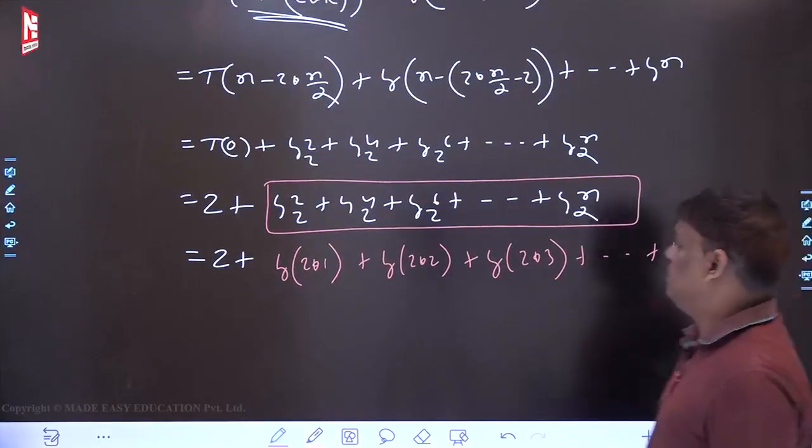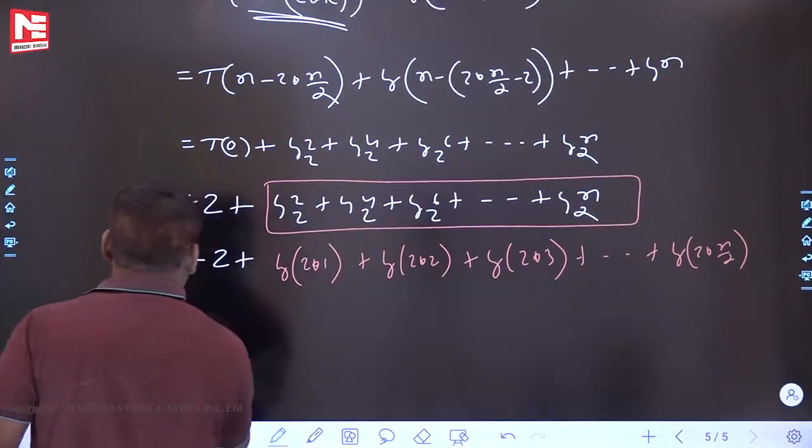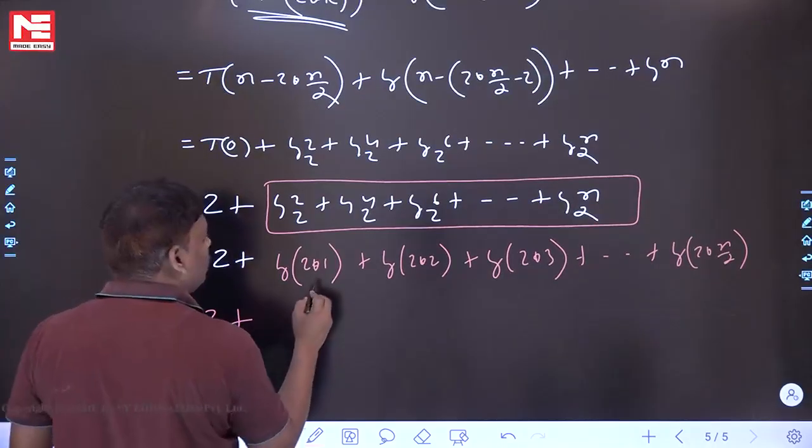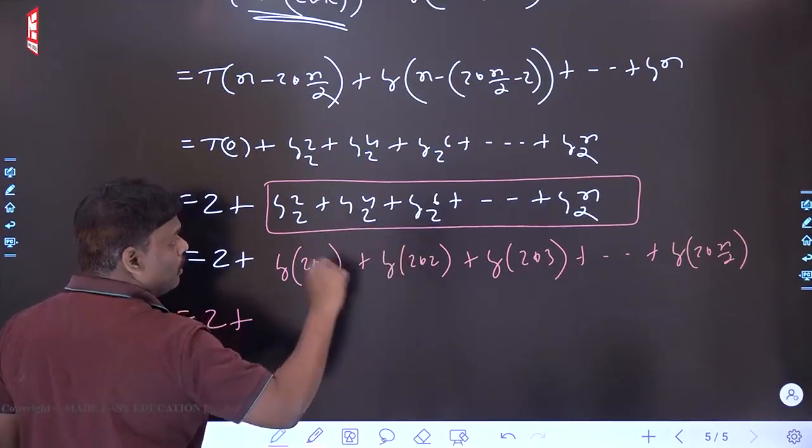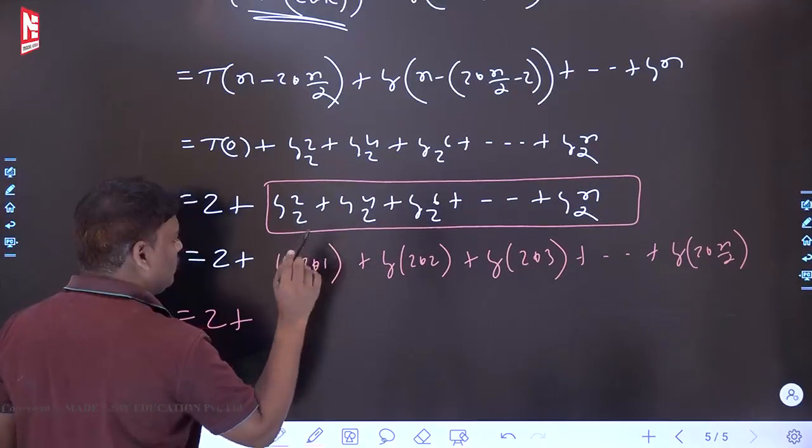Log 2 into n by 2. Next one, this can be written as 2 plus. Can you help me now? I think because every one is an even number, and every even number can be written as 2 into something. I have written that. Now what is the answer?